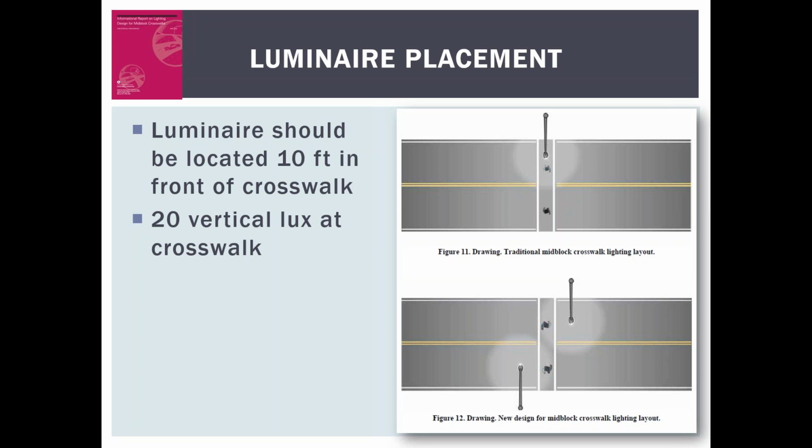Remember, we talked earlier about the vertical luminance lighting the front of the pedestrian from the approaching driver. The luminaires should be located so that the vertical illumination on the pedestrian makes them visible to a driver at a sufficient distance. Based on the assessments performed, the luminaire should be located so that it provides about 20 vertical lux, or about 2 foot-candles, at the crosswalk. To do this, the luminaire should be located at least 10 feet in advance of the crosswalk. The luminaire location shown in the lower figure shows this.